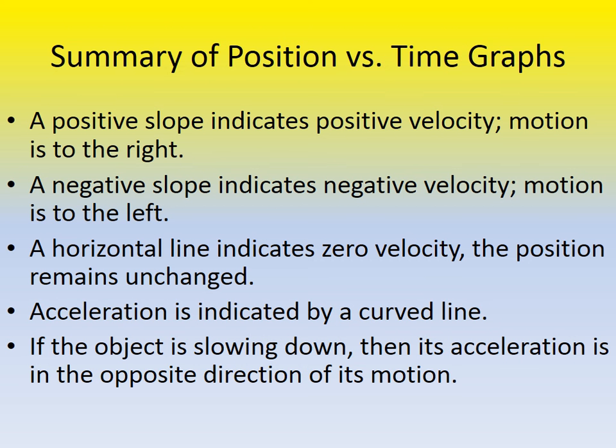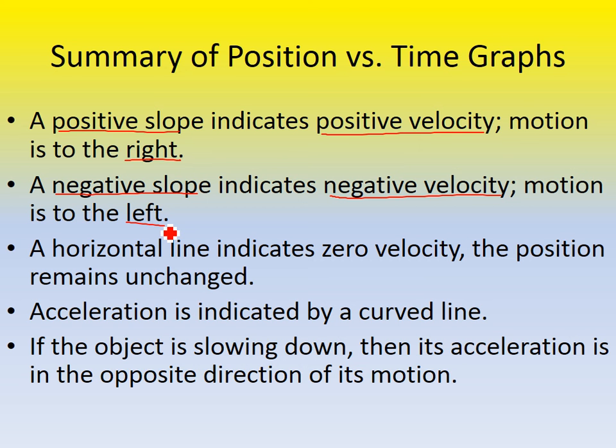Okay, let's summarize what we've learned. The summary of position versus time graphs: a positive slope indicates positive velocity. And how would you describe that motion? Which way? To the right or up. In physics, to the right is positive. A negative slope, on the other hand, indicates what? Negative velocity, and motion is to the left or down. It's because in physics, left is negative, and so is down.